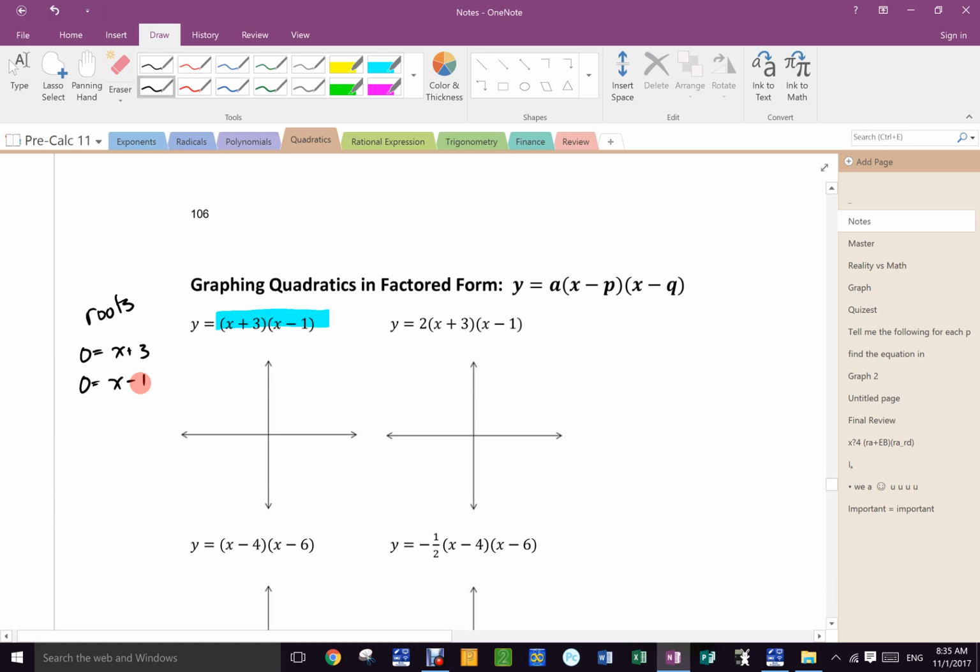So where do I put my first dot? Negative 3. And where do I put my second dot? 1. Is everybody happy with that? Everybody's cool with that? Okay, now, how do I then graph this?